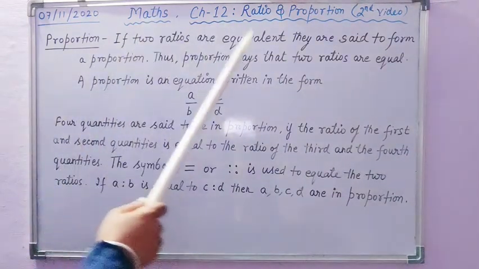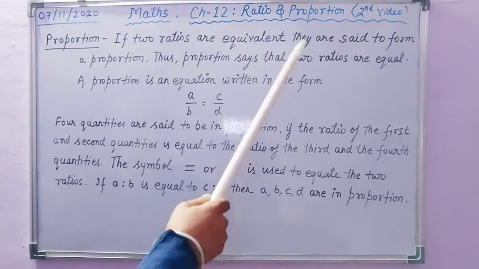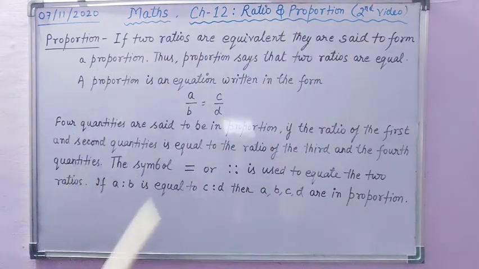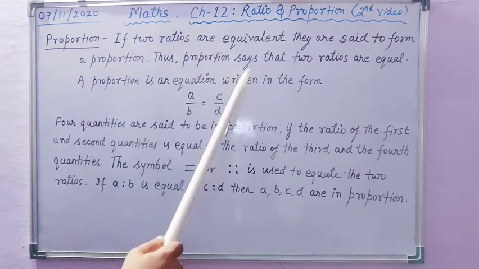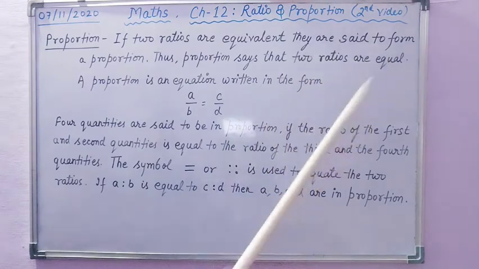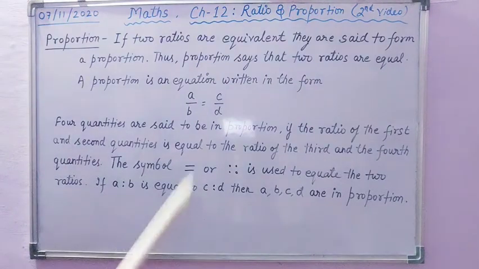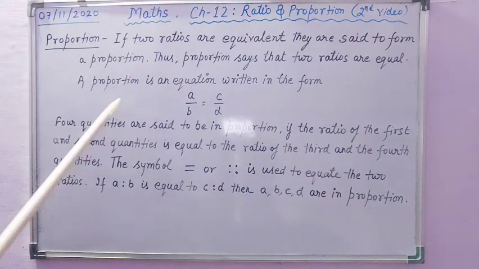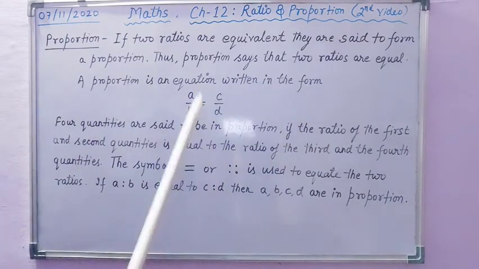If two ratios are equivalent, not two quantities, two ratios are equivalent, they are said to form a proportion. Thus, proportion says that two ratios are equal. Who says this? Proportion. Now, a proportion is an equation written in the form like this.